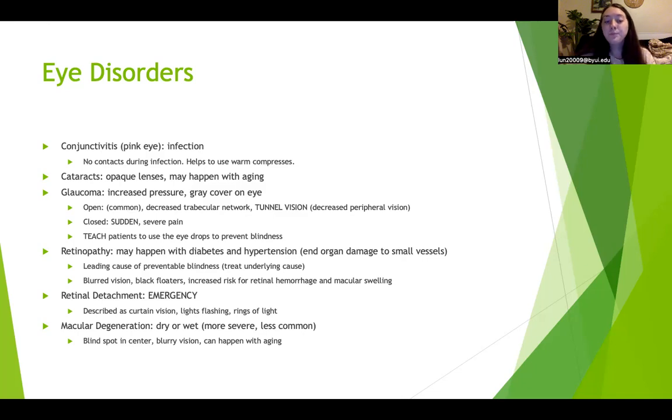Macular degeneration, it can be dry or wet. Wet is less common, more severe, okay? So it can cause a blind spot in the center, blurry vision, and can also happen with aging, as well as cataracts. Okay.